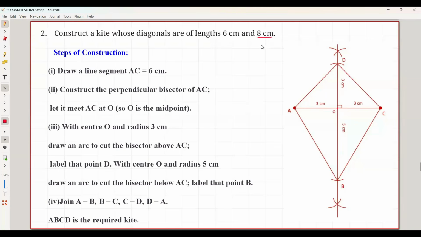We can split the 8 as 3 centimeter and 5 centimeter. Above, take 3 centimeter and draw the arc. Below, take 5 centimeter and draw the arc. Now we can join A, B, C, D. You will get the required kite.